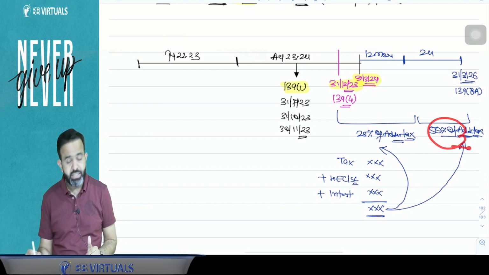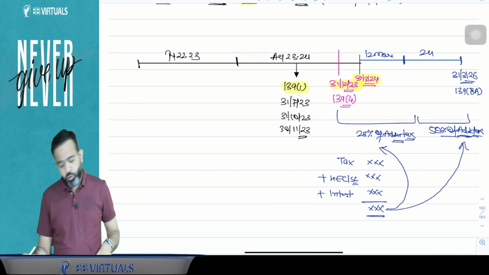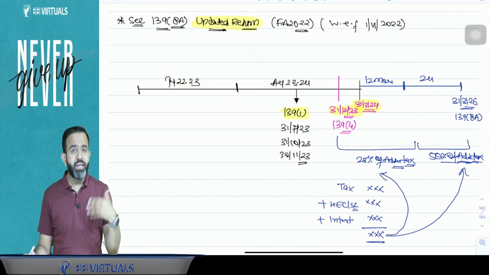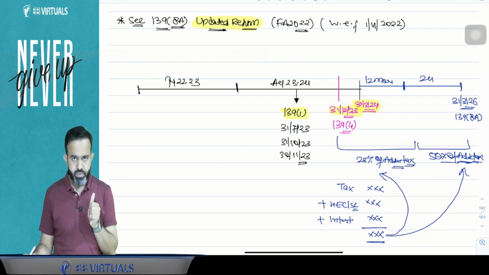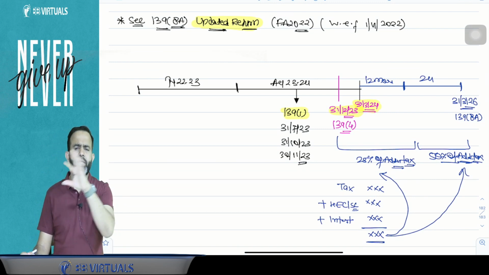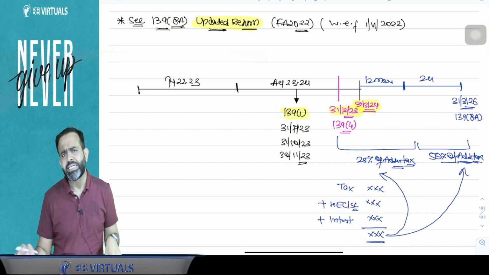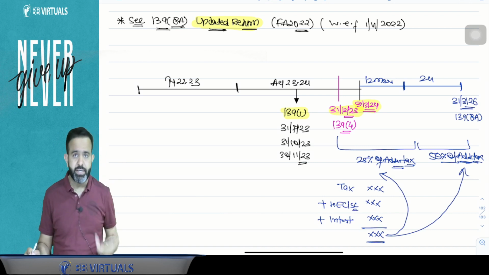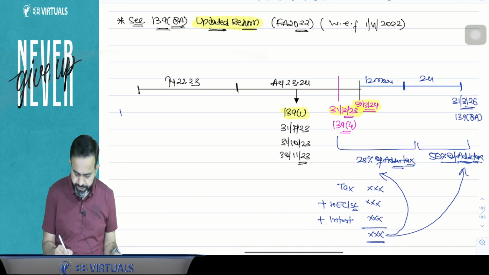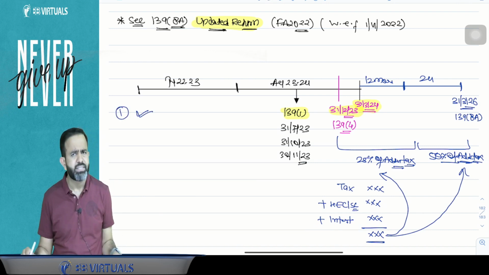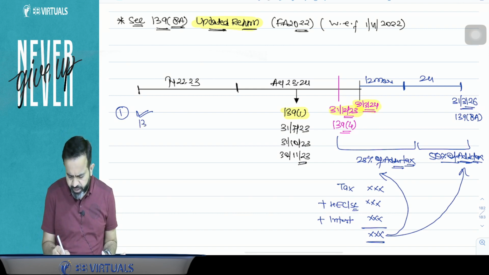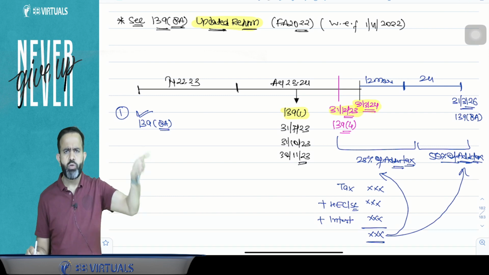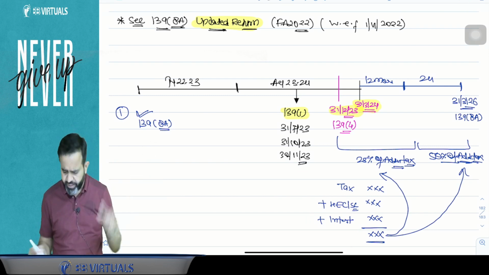Now one more point, sir, when can we file the updated return? Means suppose for an example, you have not filed any return earlier and you wish to file the updated return directly. Is it possible? Answer is yes, it is possible. You can file that return directly. Means directly your first return can be under section 139(8)(a). You missed filing the return. You want to file the updated return directly. You can file the updated return.